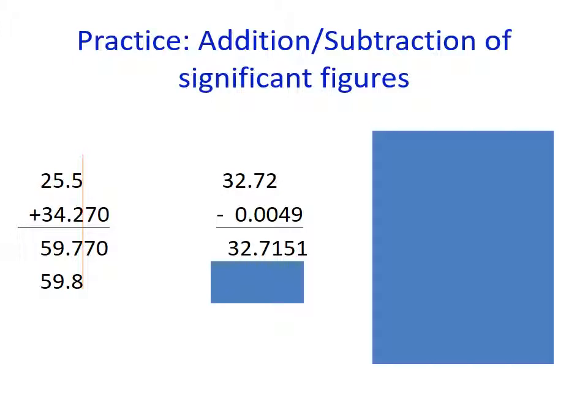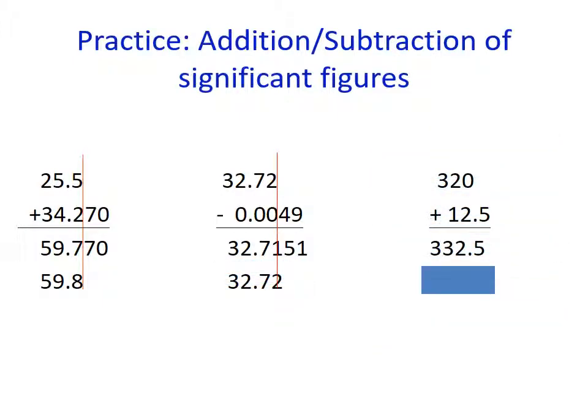Here's another example, 32.72 minus 0.0049 gives 32.7151. Now I want you to pause the video and try to work out what the answer is in terms of significant figures. Okay, 32.72 minus 0.0049, so four significant figures. It's going to be back into four significant figures. We're going to round down again, so 32.72.